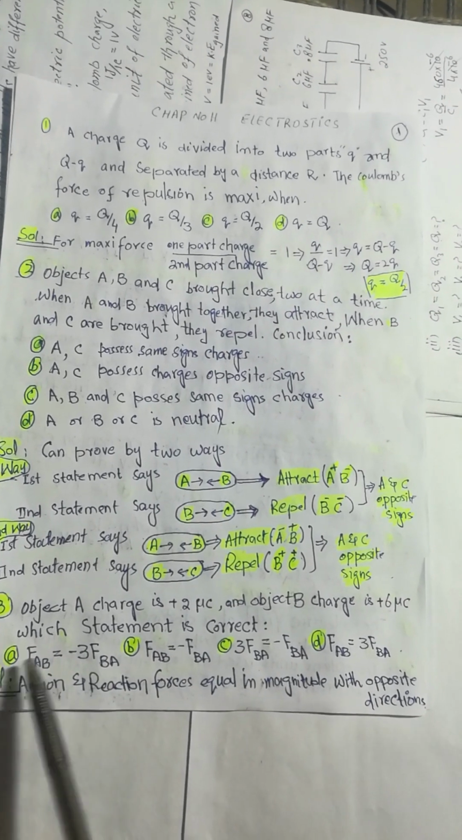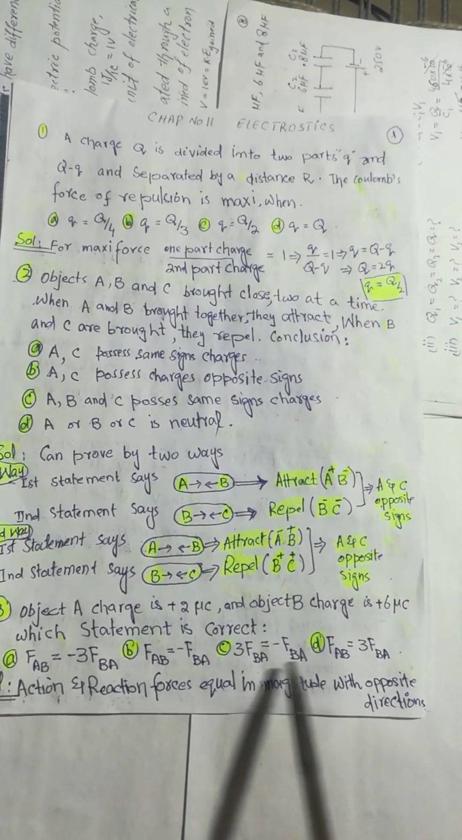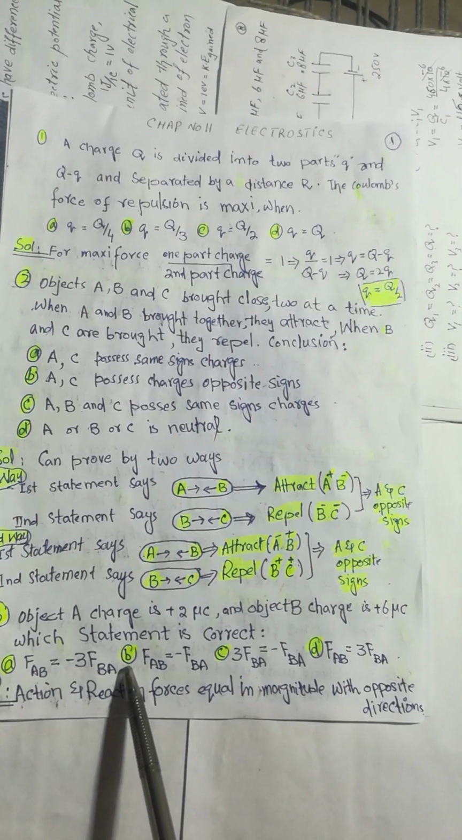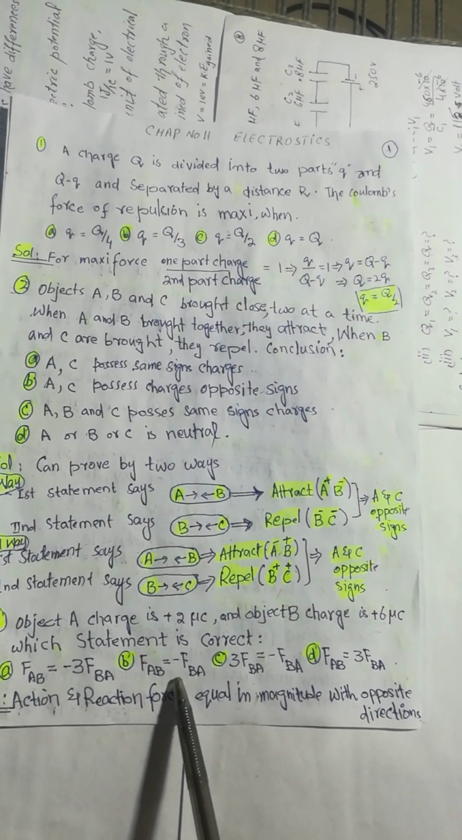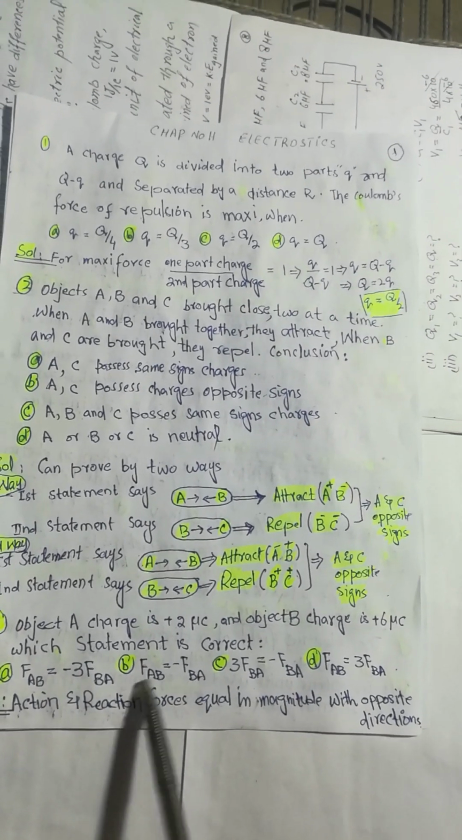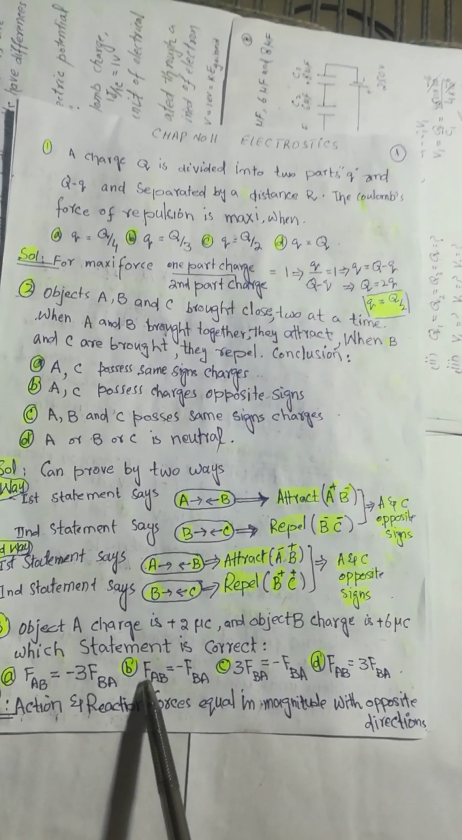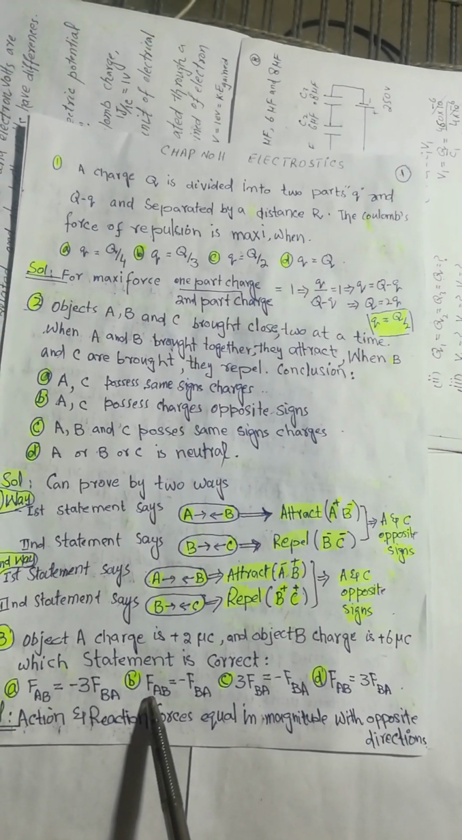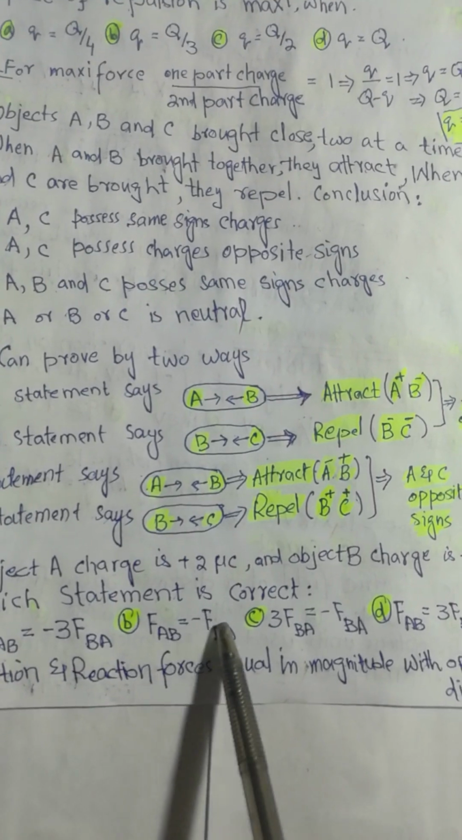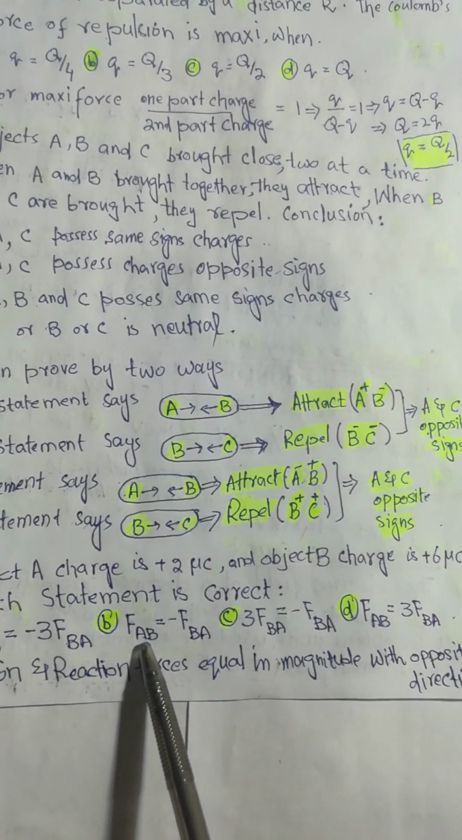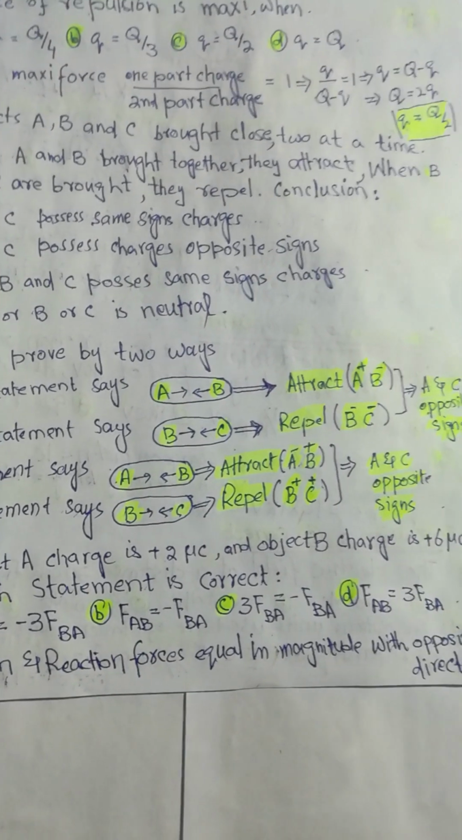So here option A is wrong, C is wrong, D is wrong. It means that option B is correct, because F_AB equals minus F_BA means that the magnitudes of the two forces, action and reaction, are equal, but they are opposite in direction.